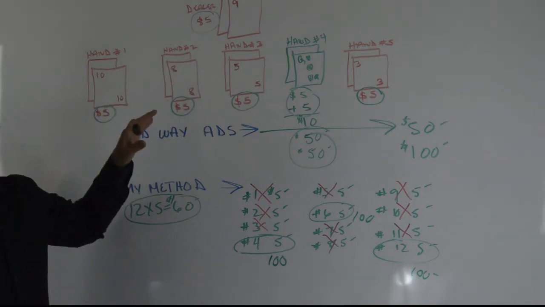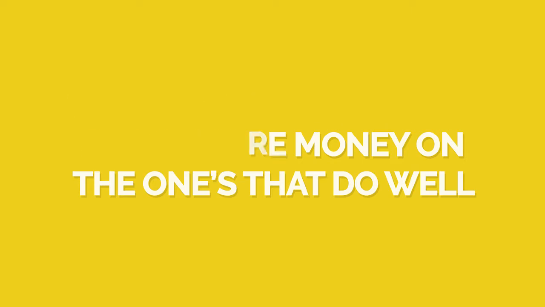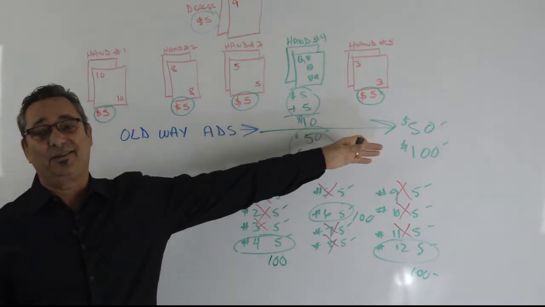But the key to this method versus the old way of doing it is it's kind of like a rigged casino. They're allowing you to spend more money on the ones that do well, as opposed to spending a whole bunch of money and not knowing what it's going to do. And of course, the key to this is picking your audiences. But that's all you've got to do.